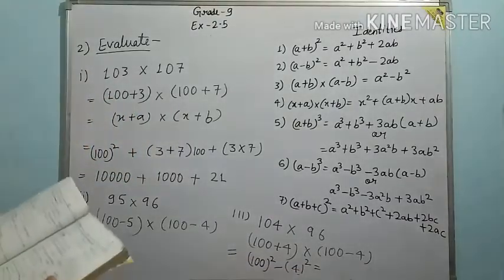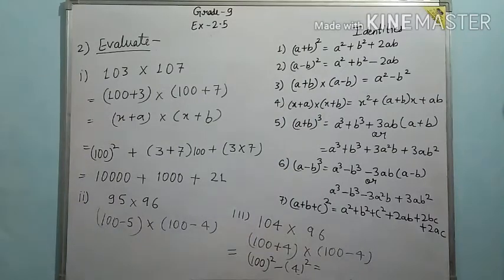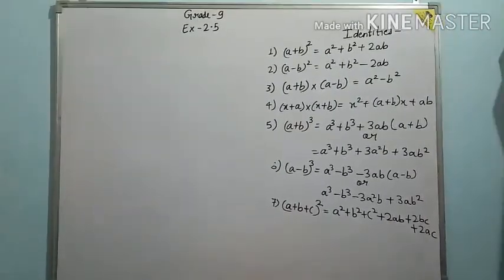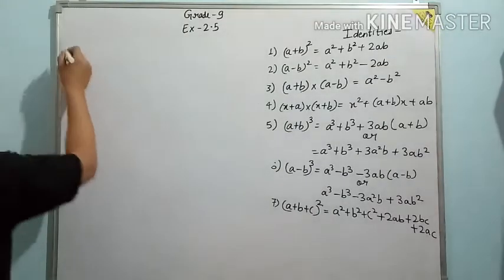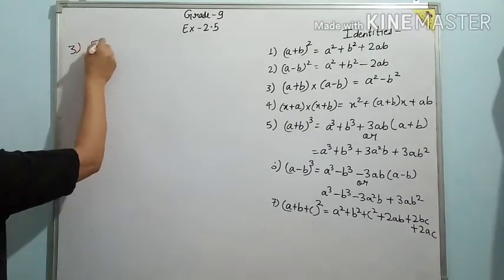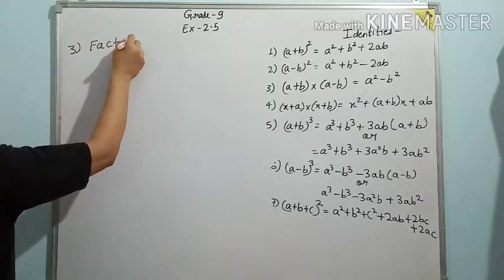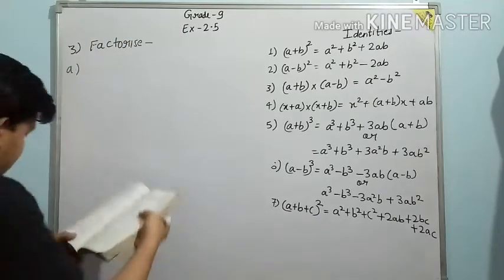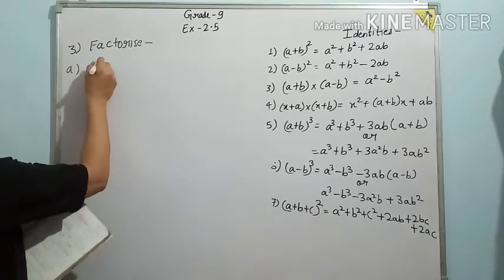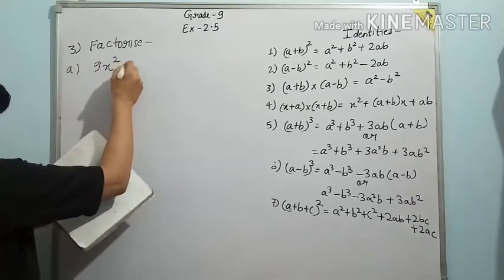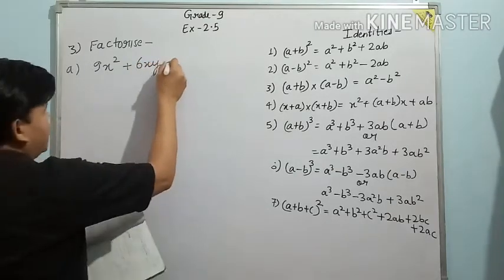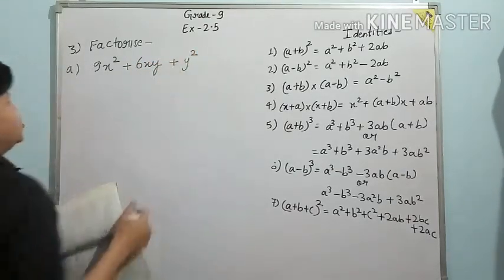So let's move to question number 3. Next is question number 3. This question is factorize. So first is that 9x square plus 6xy plus y square.